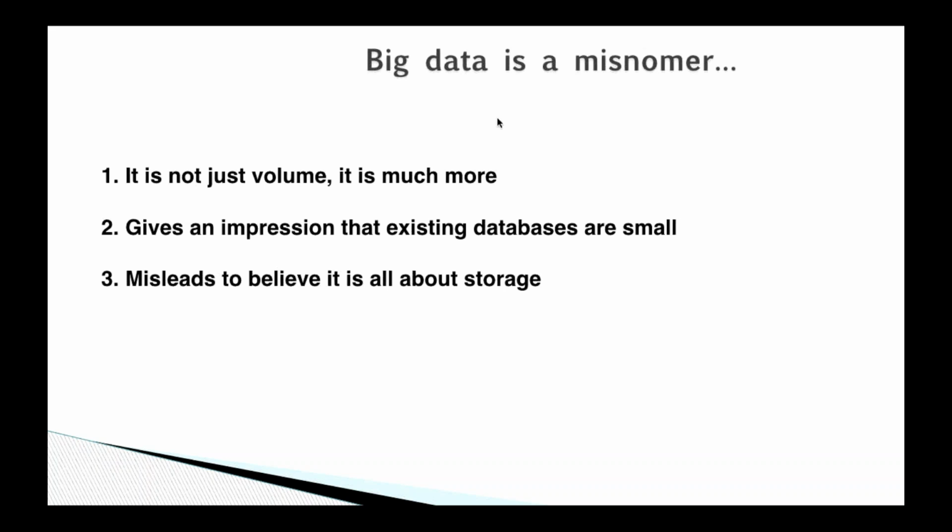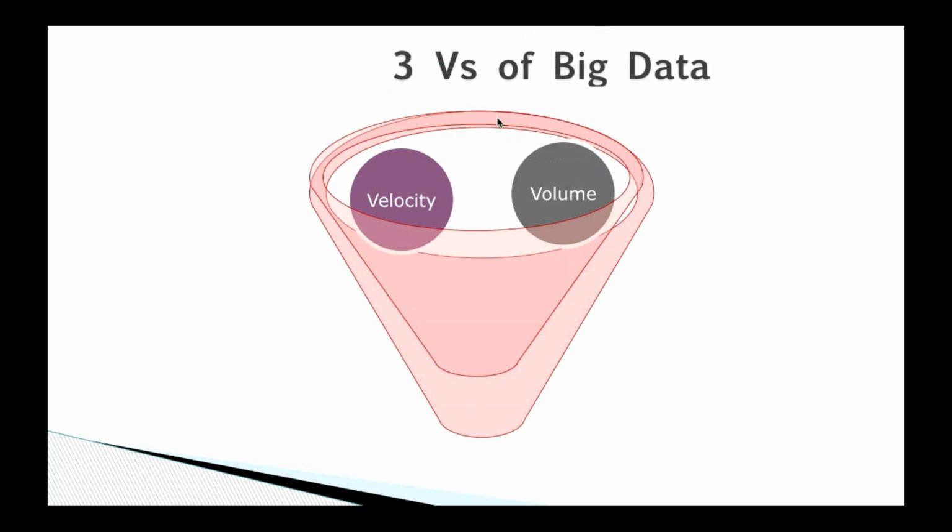So big data is a misnomer. It's not just about volume. It's much more. We just talked about this huge amount of data, but big data is not just volume. It's about a few more things. These are the 3 V's of big data. We'll be talking about the velocity, volume, and variety.